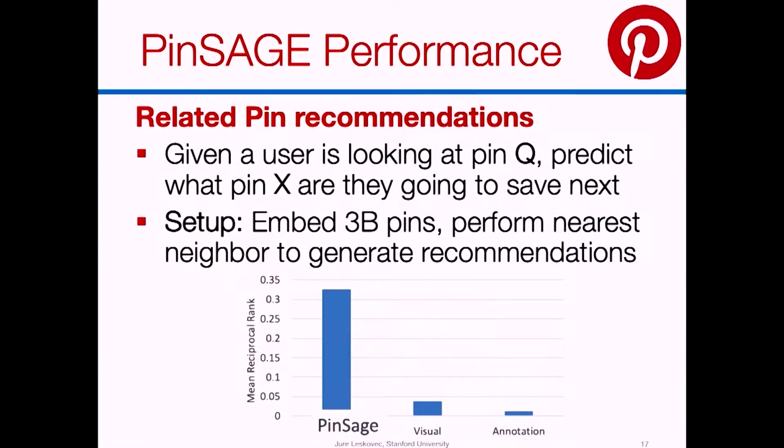If we do this, here is our performance compared using this graph-based approach that combines image information on a graph, compared to using a single image information and compared to using textual information. And you see the difference is quite striking. And this is now basically the best embeddings we have at Pinterest.